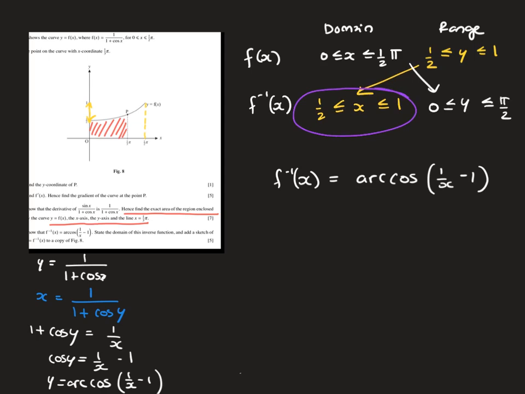Now, to sketch it, of course, we want to add a line y equals x to our graph here. And we want to reflect our original function, y equals f of x, in this line. So the graph will likely look like this, with this point here being a half.